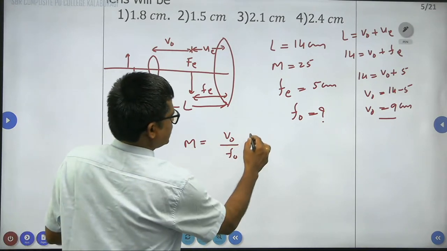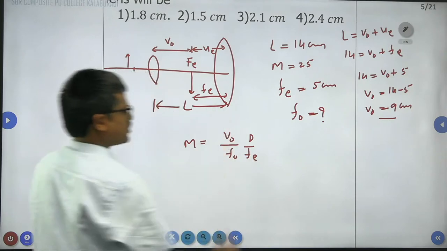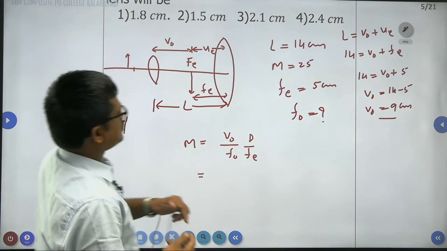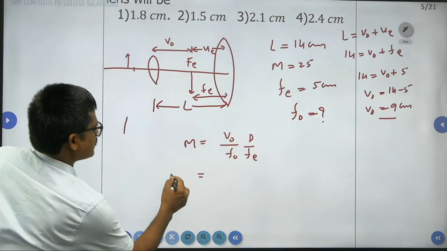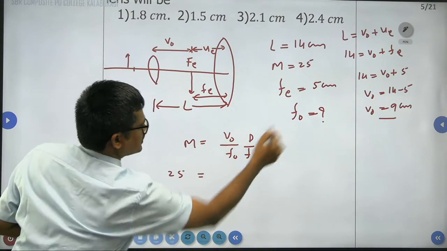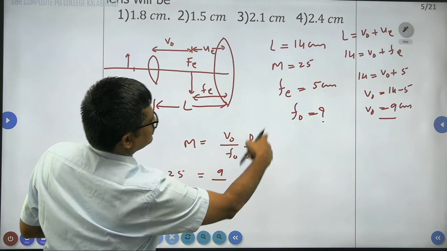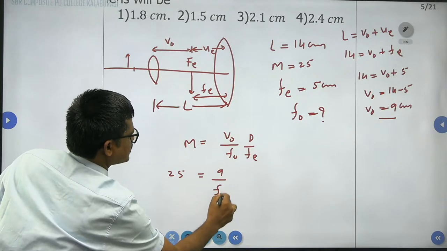So it will be what? D divided by Fe. Got my point? For relaxed eye. So what is V naught we have got here? M is also 25. What is M value? 25. So what is V naught value? 9 here. What is the focal length of objective? That's what we are asked to find.